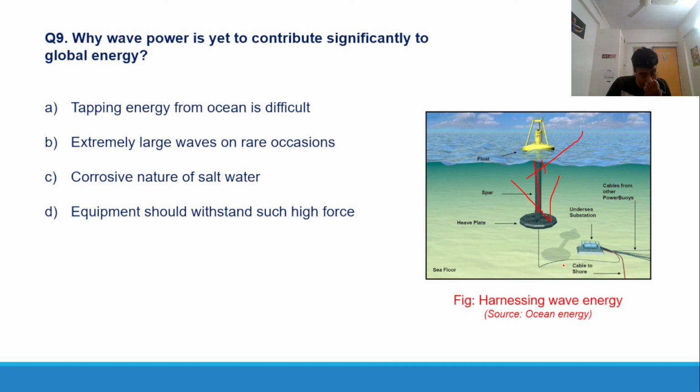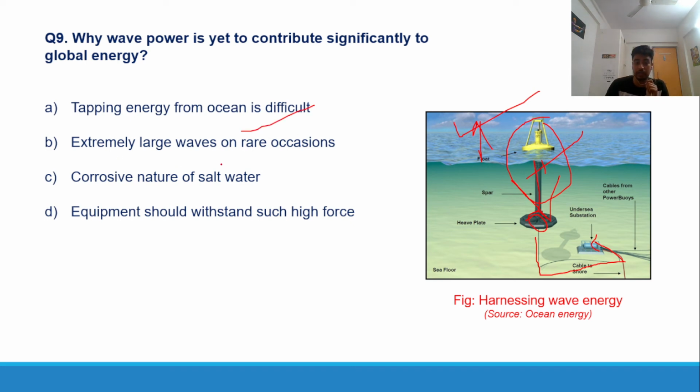So this is a simple wave energy harnessing device. It goes up and down, and due to this up and down motion, the turbine rotates, and a generator generates energy which goes through the seabed cables. So this is a simple device to harness wave energy. And tapping energy from the ocean is difficult, that is one thing.